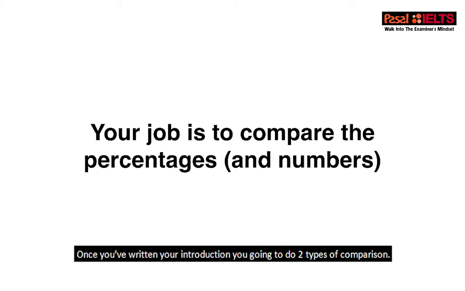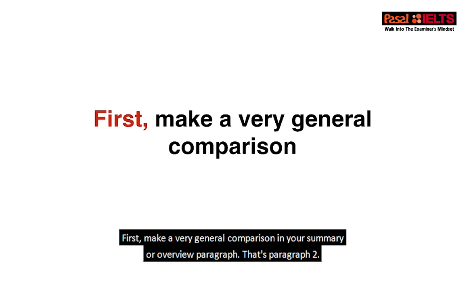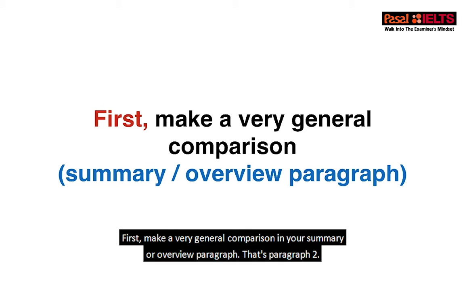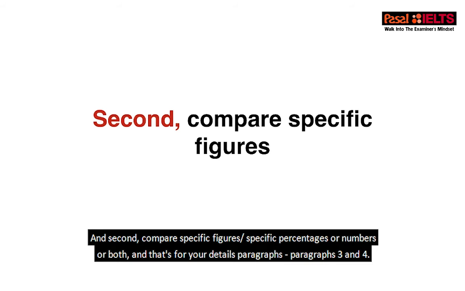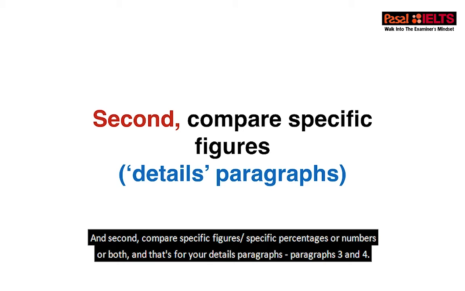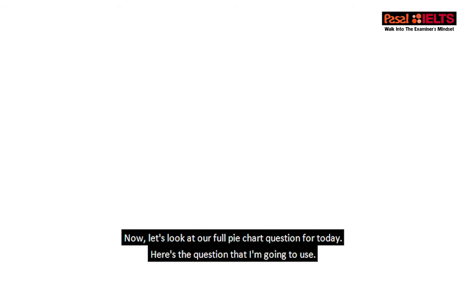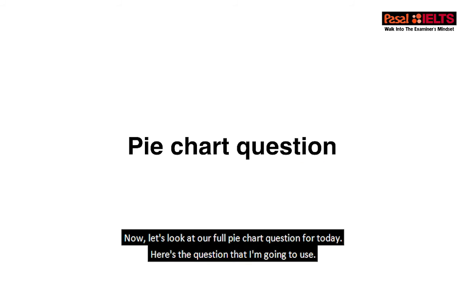Once you've written your introduction, you're going to do 2 types of comparison. First, make a very general comparison in your summary or overview paragraph, that's paragraph 2. And second, compare specific figures, specific percentages or numbers or both, and that's for your details paragraphs, paragraphs 3 and 4. Now let's look at our full pie chart question for today.